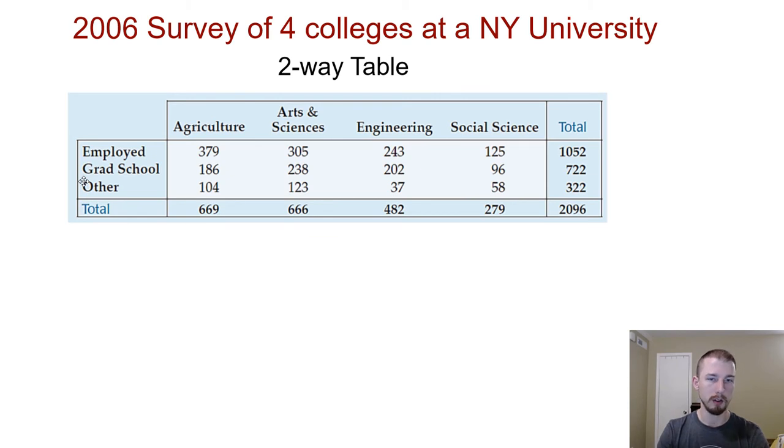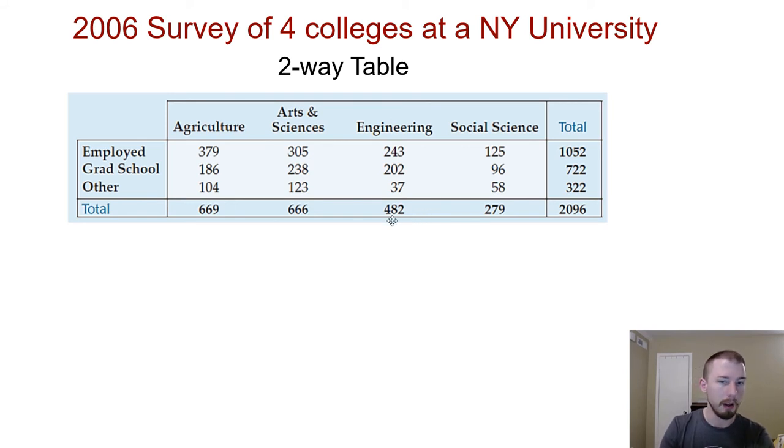So here's the two-way table that we have here. Each one of these, think of them as a separate sample. So we had a sample of students from Ag, we had a sample of students from Arts and Sciences, the College of Engineering, and then we have the College of Social Science. So think psychology and sociology as well, like how people behave in society and stuff like that.